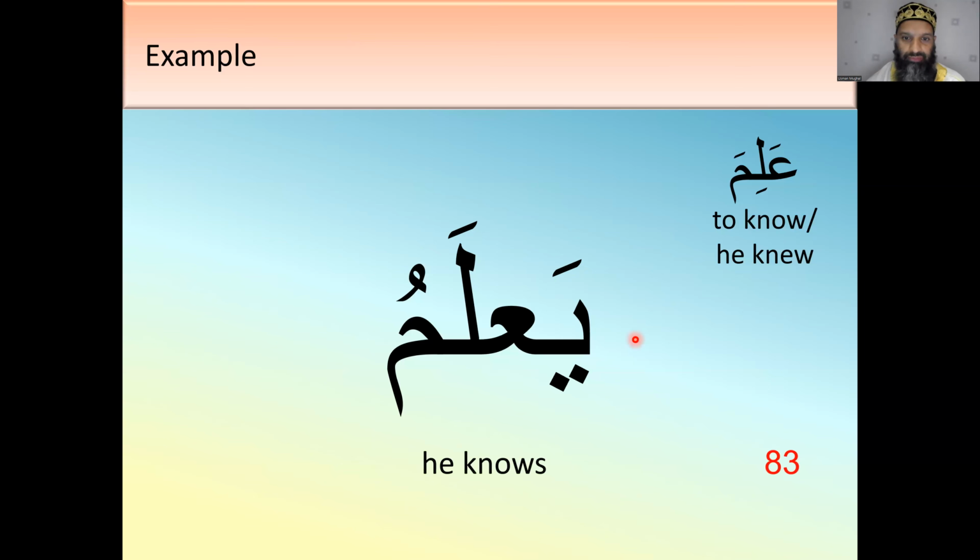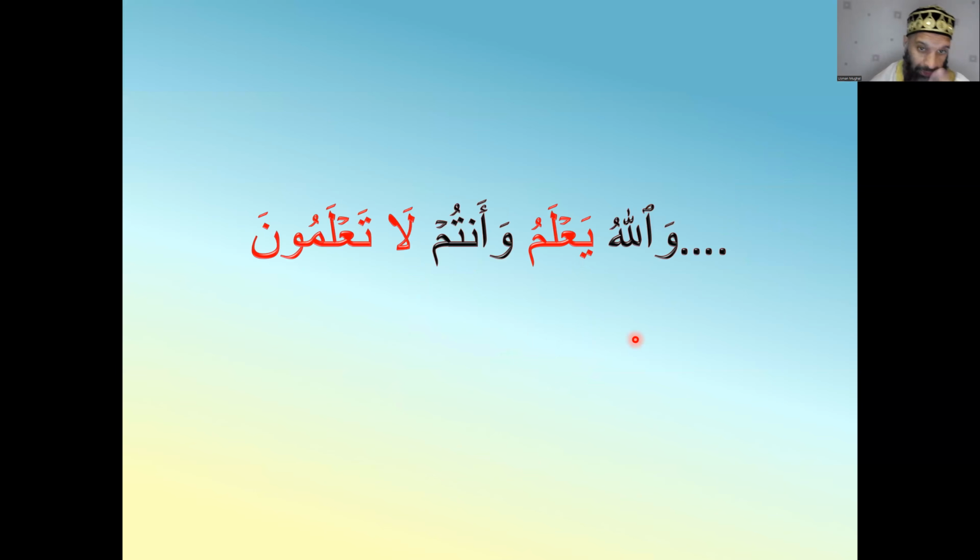It appears 83 times, okay? And look at this in the Quran. Wallahu, and Allah. Ya'lamu, he knows. Wa antum, and you all. La, not. Ta'lamuna, you all know. So it means, and Allah, he knows. And you all, you do not know.